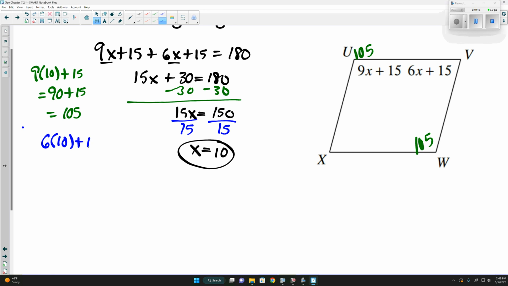Yes. 6 times 10 is 60, plus 15, 75. And it does work out that 75 plus 105 is still 180. Any questions on any of this here? Kind of like this chapter so far?